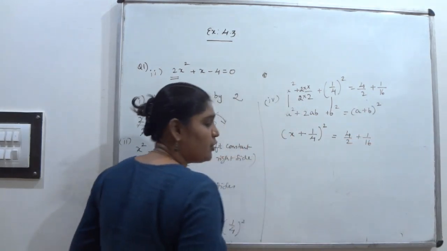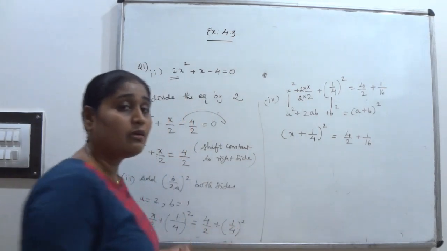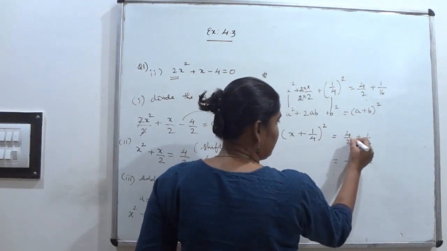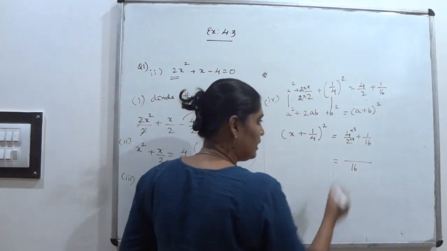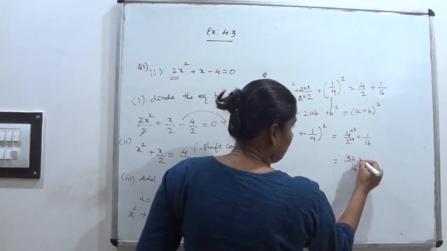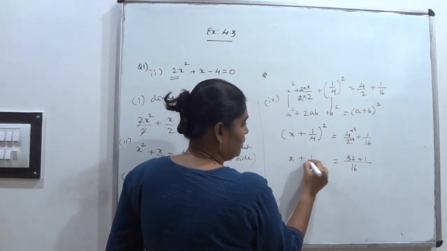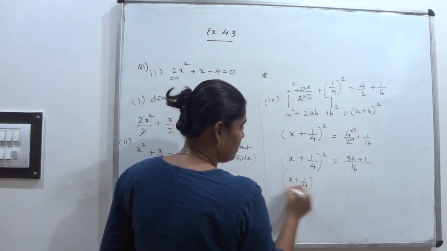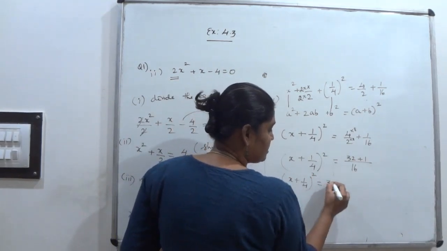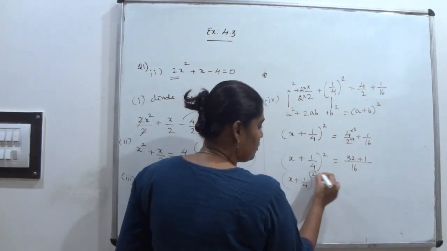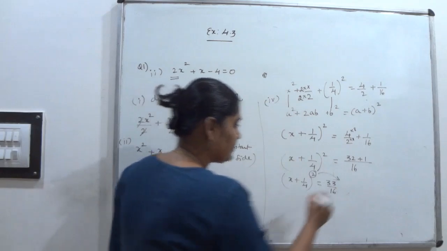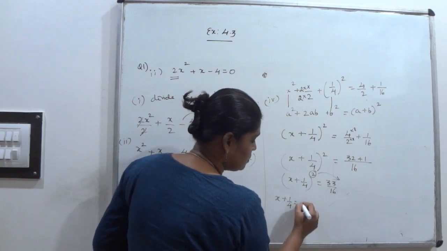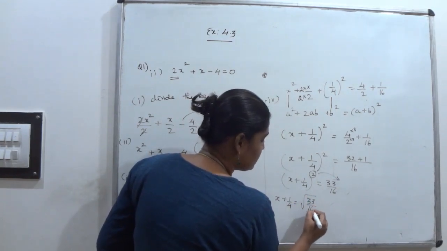Check the denominators. Denominators are different here. That's why I have to take the LCM. Take the LCM as 16. So that it is multiplied by what? 8 in numerator and denominator. So 8 4s are 32 plus 1. X plus 1 by 4 the whole square, which is equal to 32 plus 1, that is 33 by 16. Whole square goes inside, change it into square root. Change x plus 1 by 4, which is equal to square root of 33 upon 16.